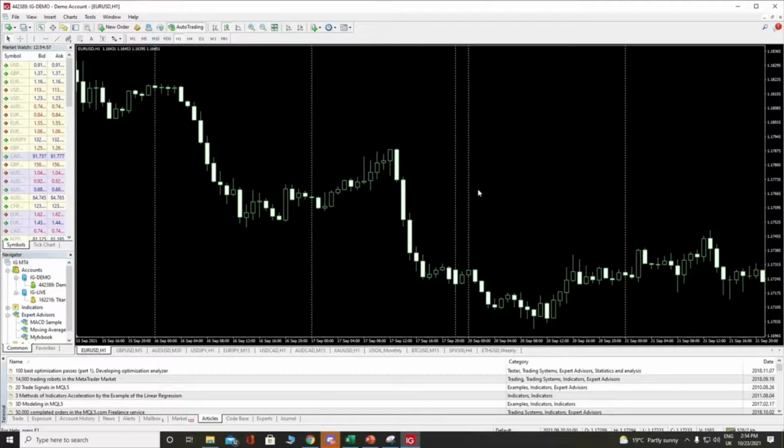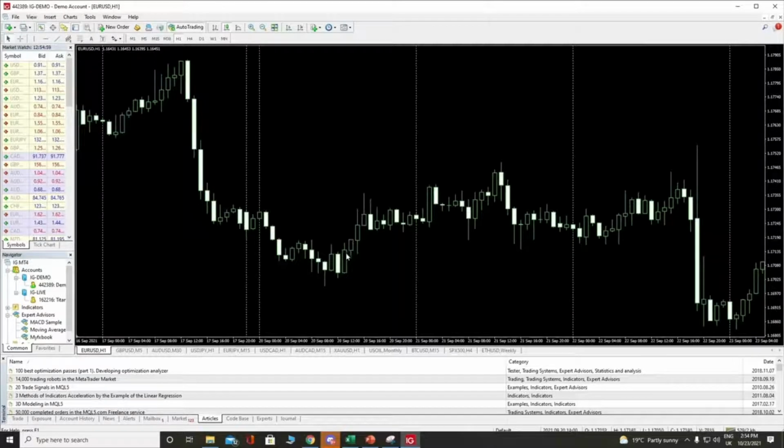The opposite comes with the 3 white soldiers. There should be 3 candlesticks with a big body and small tails and wicks. That's why it's not very common to find them.